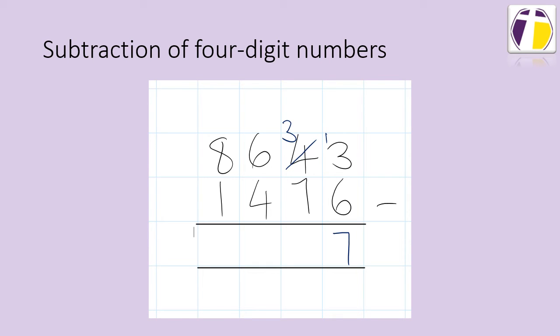Now I have 30 in my tens column, minus 70. I need to borrow from my hundreds column. So instead I have 130 minus 70, which is 60. 500 minus 400 is 100. And 8,000 minus 1,000 equals 7,000.